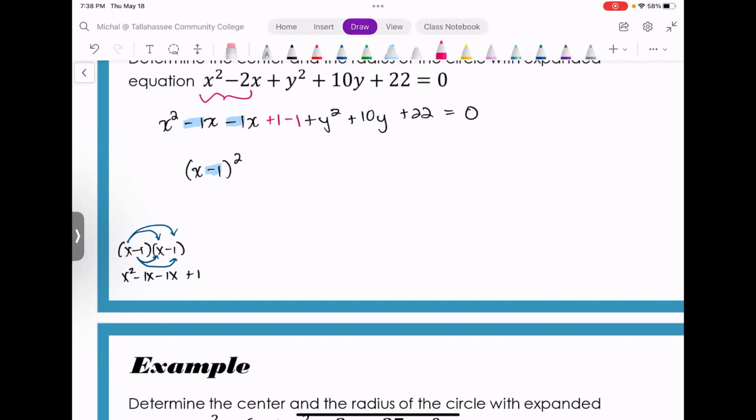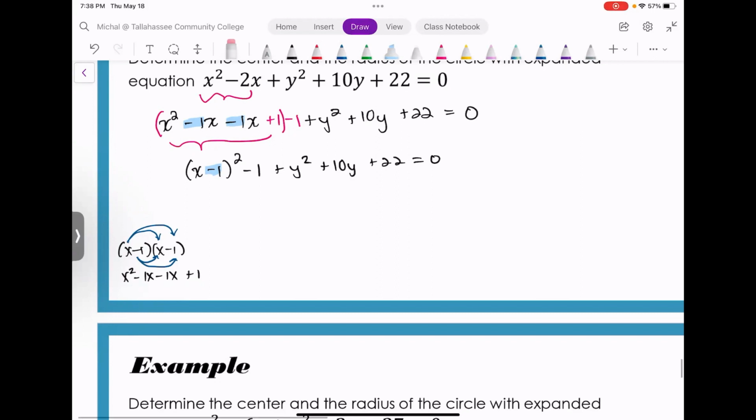When I do that, this group becomes my perfect square, and I bring down my minus 1 plus y squared plus 10y plus 22 equals 0. I can combine that minus 1 in with my 22, and I will in just a minute. But before I do that, I want to complete the square with my y terms.